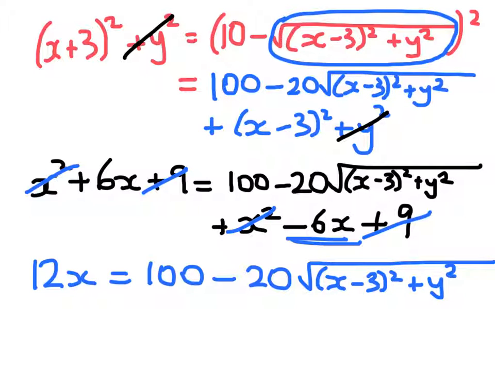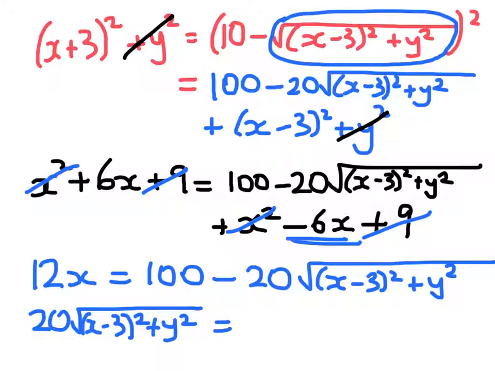Okay, so I'm still trying to get rid of this pesky square root sign. I'm going to rearrange this. I'll write it in the following way. So 20 times the square root thing equals 100 minus 12x. Right, so some easy rearranging.